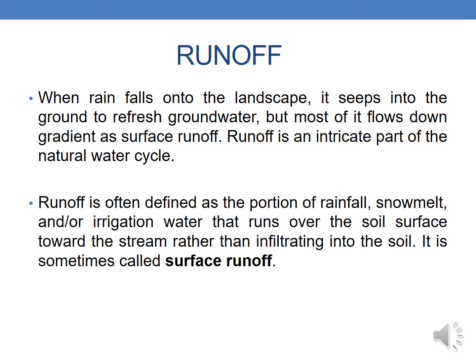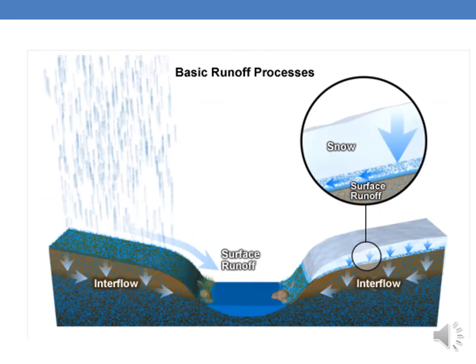So runoff: when rainfall falls onto the landscape, it seeps into the ground to refresh groundwater, but most of it flows down gradient as surface runoff. Runoff is an intricate part of the natural water cycle. Runoff is often defined as the portion of rainfall, snowmelt or irrigation water that runs over the soil surface towards the stream. The figure shows the process of runoff.